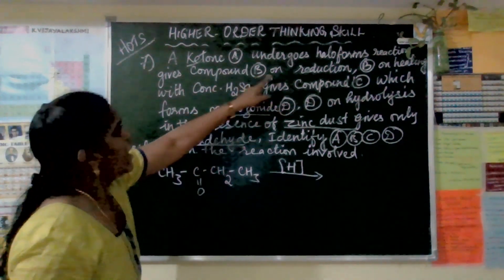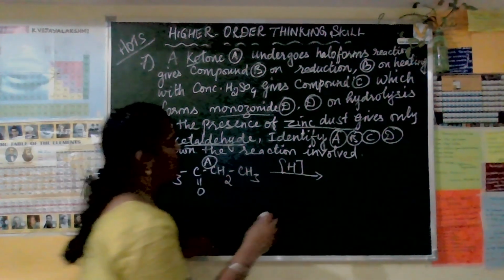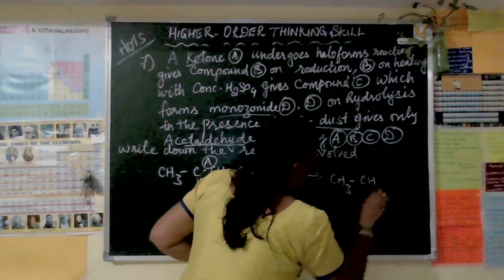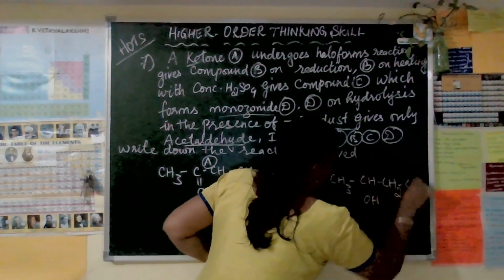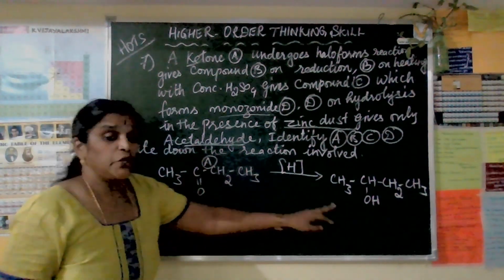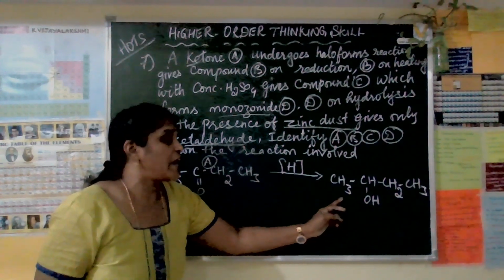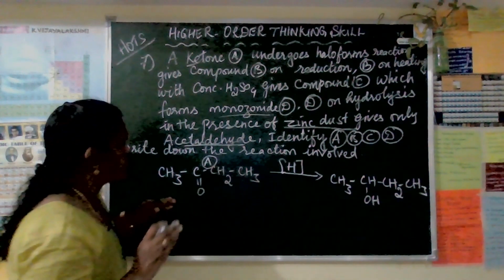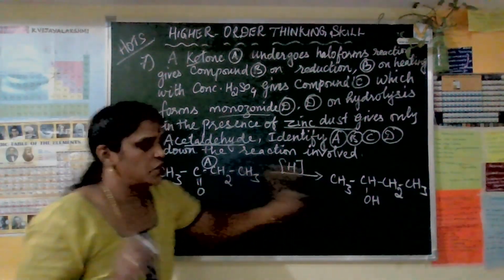Okay, now B on reduction. So this is A. Now B on reduction, what is it? CH3, CHOH, CH2, CH3. See, usually a ketone undergoes reduction, you will get the secondary alcohol only. That means isobutyl alcohol only, you will get it. Okay, fine. So the ketone undergoes reduction and you are getting isobutyl alcohol.